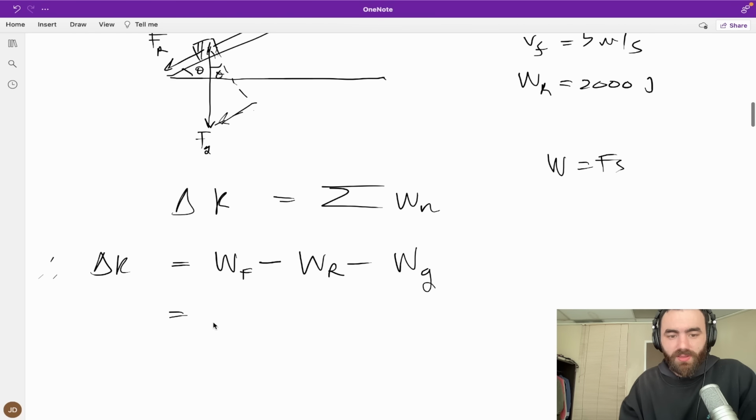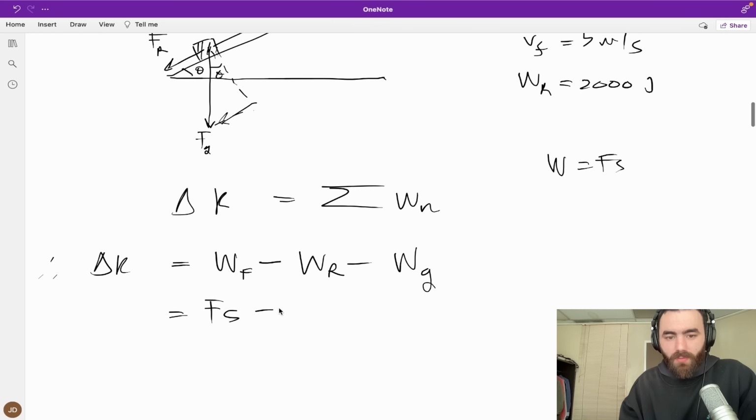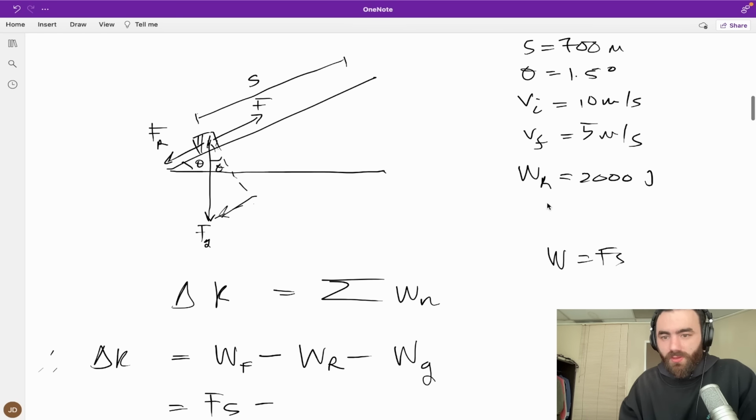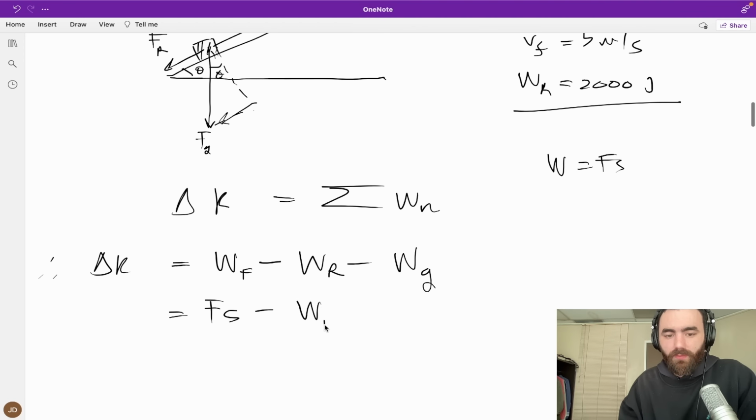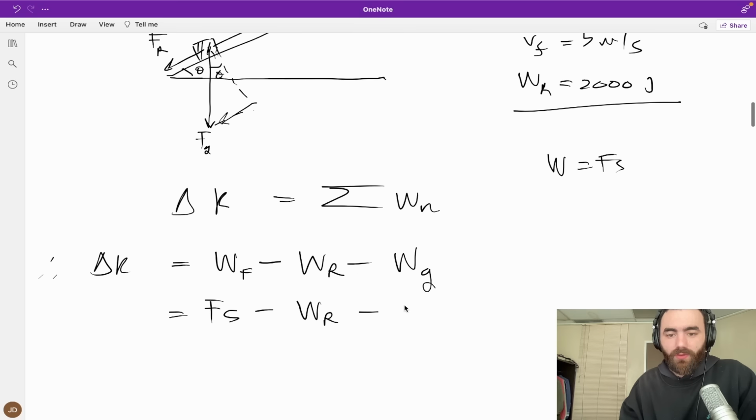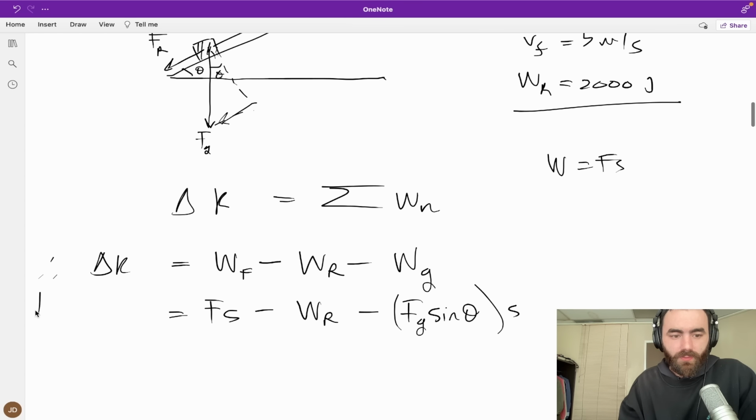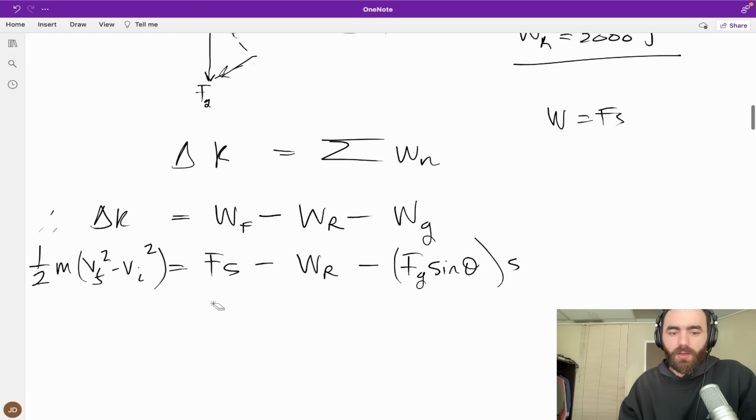Well, for this it's F times S, minus the work done by the resistance force, we can just keep it like that. And then we have this, which will be minus the work done down the slope by the force due to gravity. This is going to be mg sine theta times S. Okay, and we have the change in kinetic energy here, half m Vf squared minus Vi squared. Okay, so now we rearrange for this, and then we can find our answer.